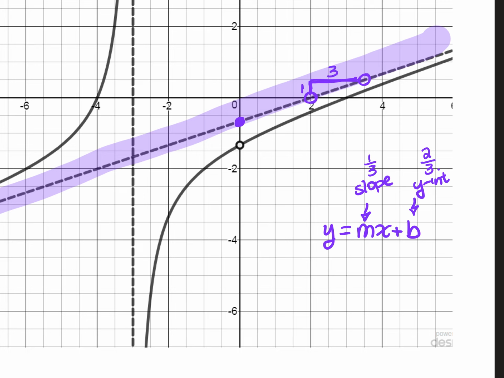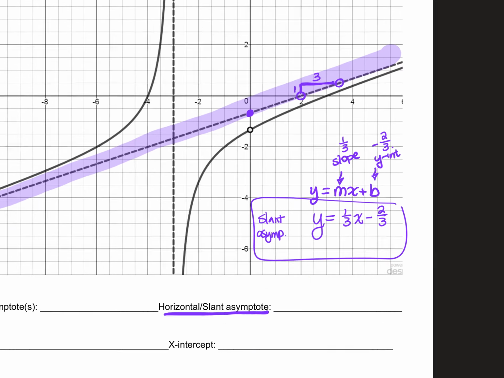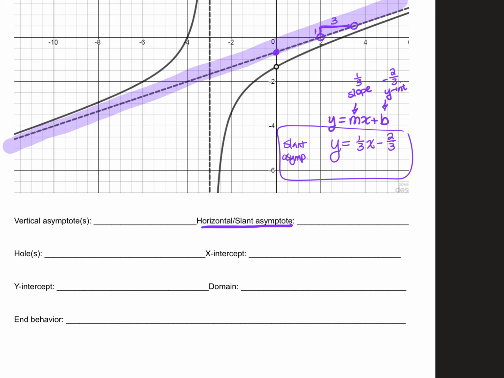And then all we have to do is put all of that together. y equals 1/3 x, our slope, and it's a -2/3 because, I guess I should have written that up here, it's on the negative part of our y-axis. This is your slant asymptote. Everything else you do remains the same. In fact, your end behavior is also directly related to that slant asymptote.